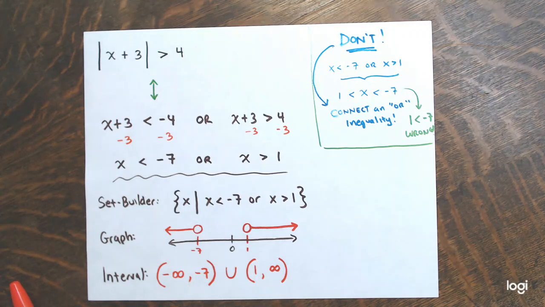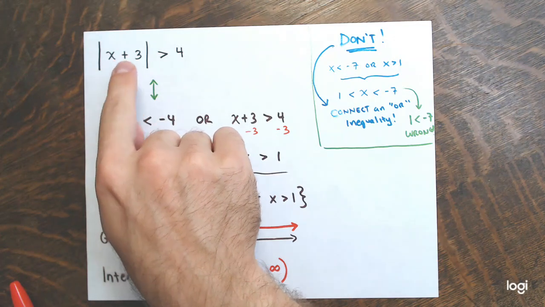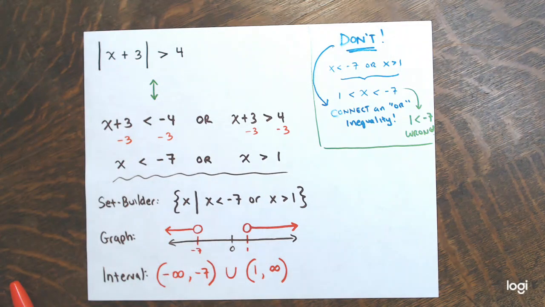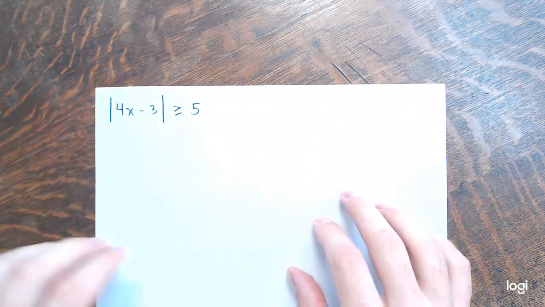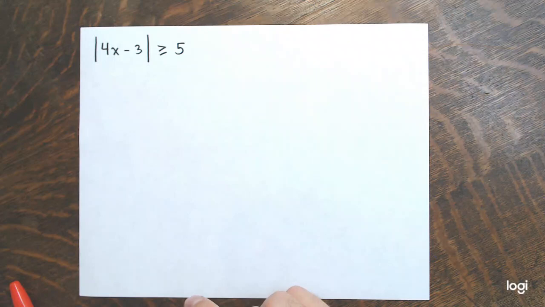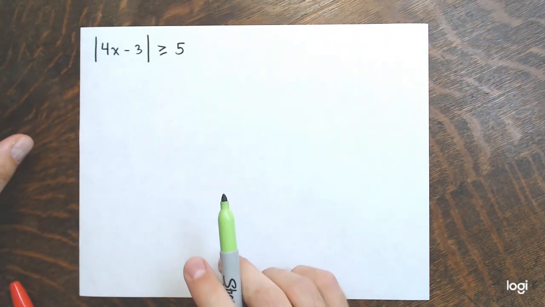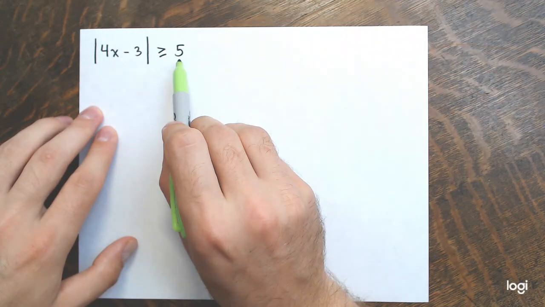Wonderful. All right. So I've got another one like this where there's a more complicated linear expression inside the absolute value symbols, but nothing really changes all that much. You're going to see doing the same steps over and over again. And just keep paying attention to the direction of my inequalities. All right, so here I have the absolute value of 4x minus 3 is greater than or equal to 5.